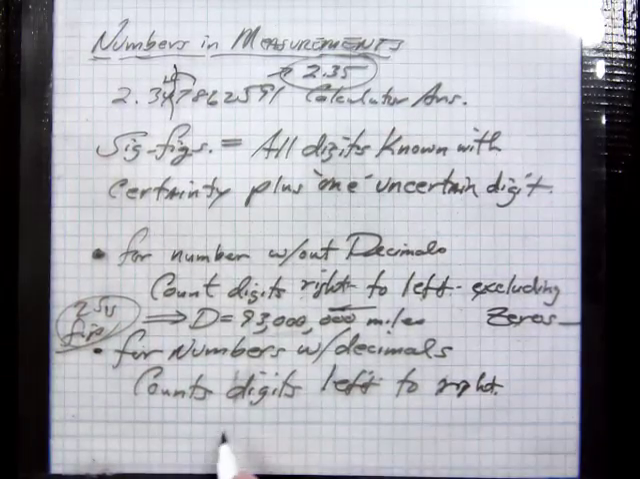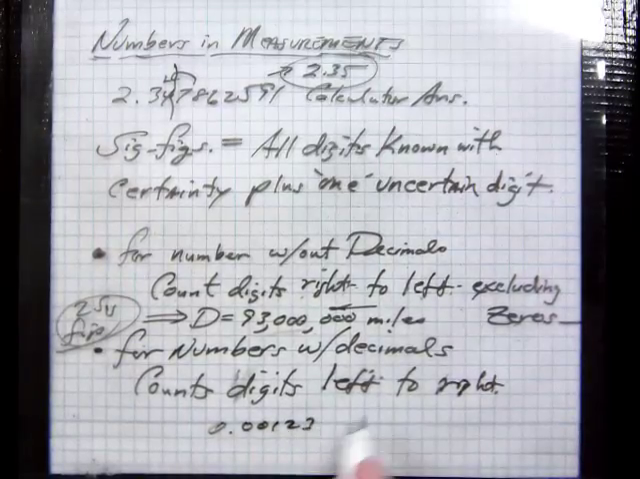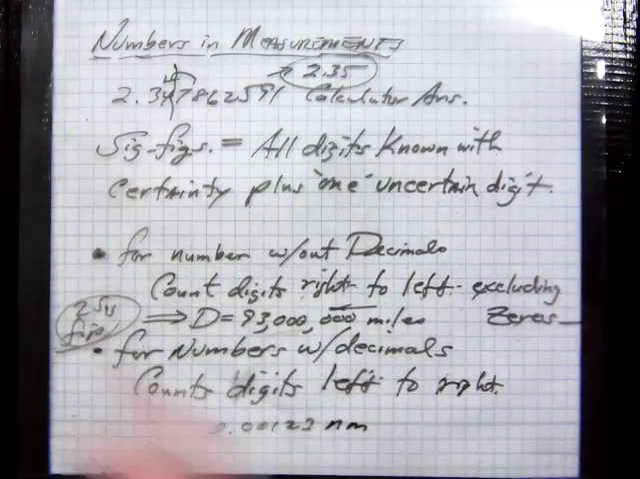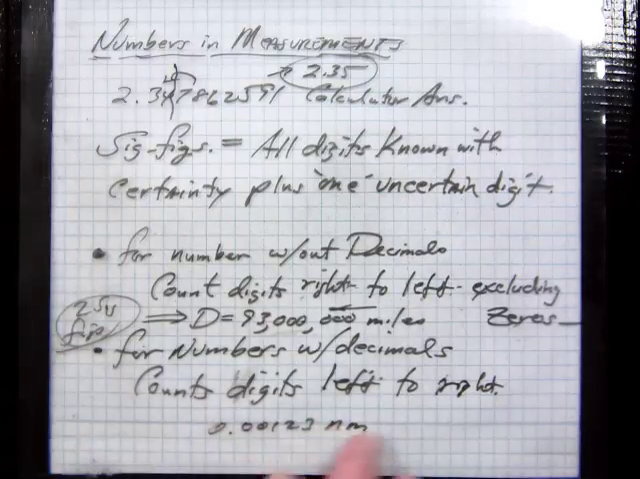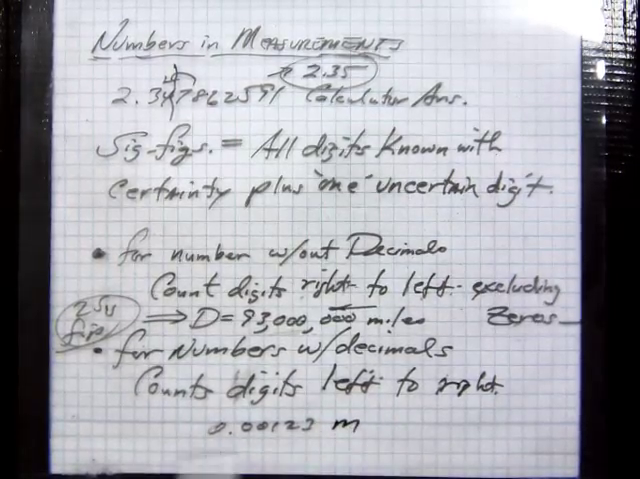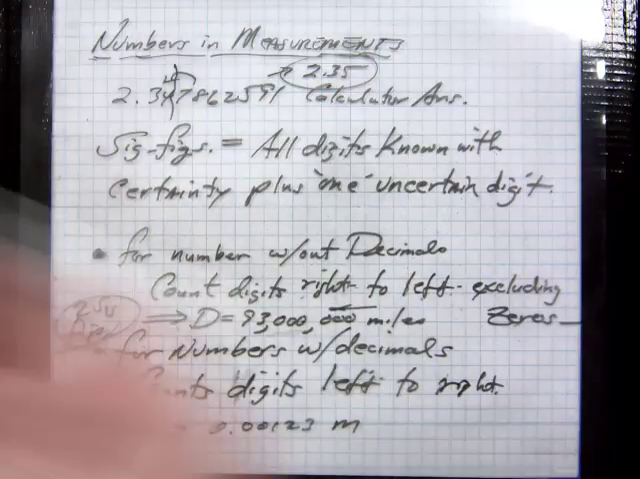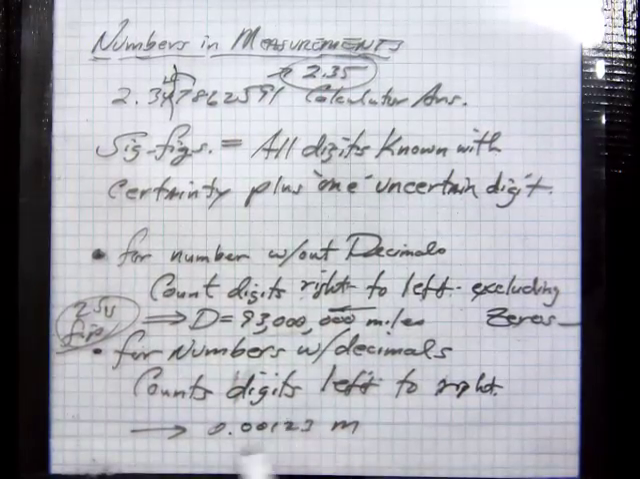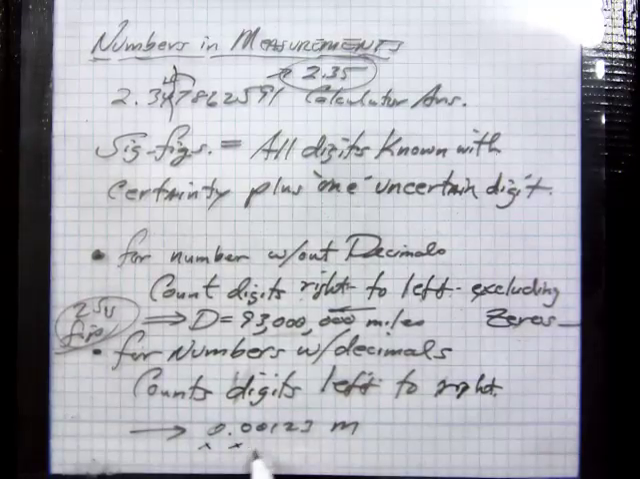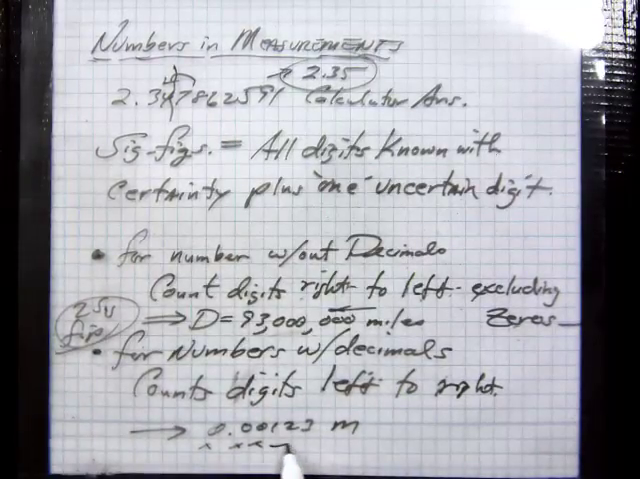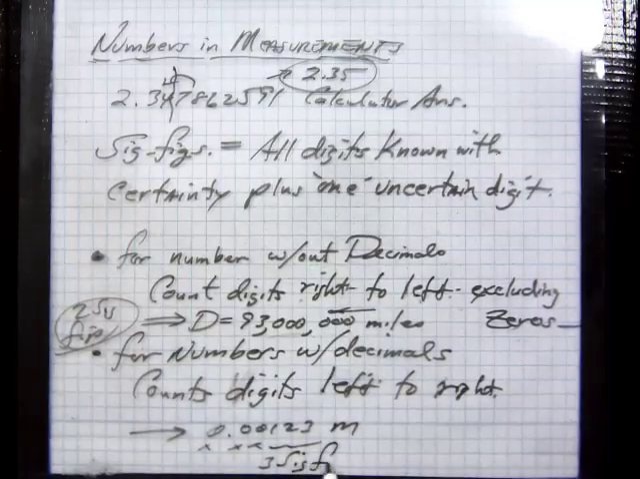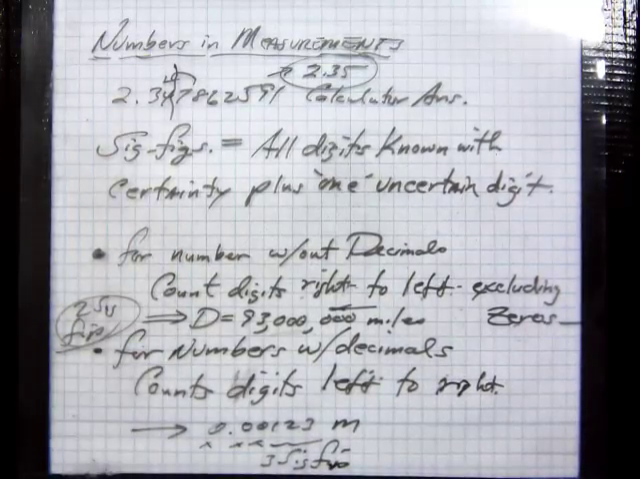And so if you have 0.00123 meters, something like that, let's not get exotic here, you count from left to right. You count until you get to the first non-zero digit. You exclude the zeros up to the first non-zero digit, and then list the number of digits after that. So this one and this one are not significant, but this is 3 sig figs. And that's the long and short of it.